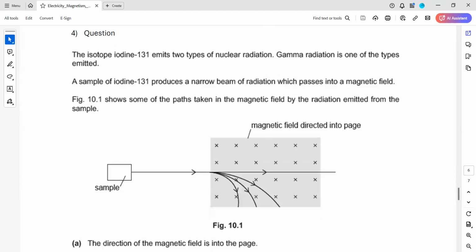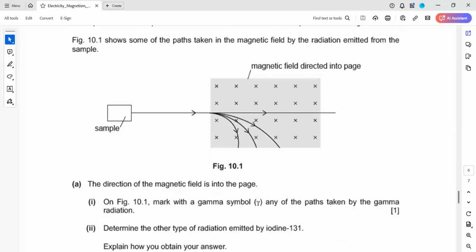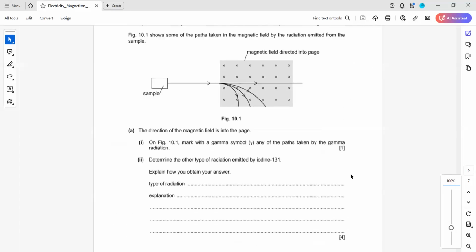In question 4, the isotope iodine-131 emits two types of nuclear radiation. Gamma radiation is one of the types emitted. A sample of iodine-131 produces a narrow beam of radiation which passes into a magnetic field. Figure 10.1 shows the path taken in a magnetic field by these radiations. The magnetic field is into the page.